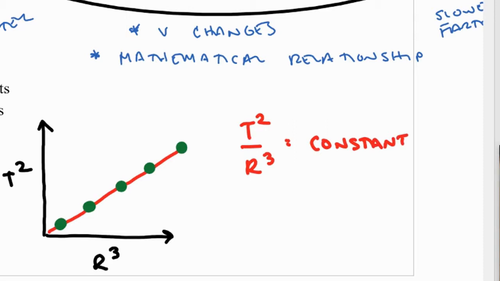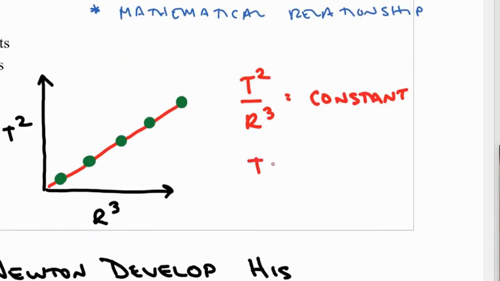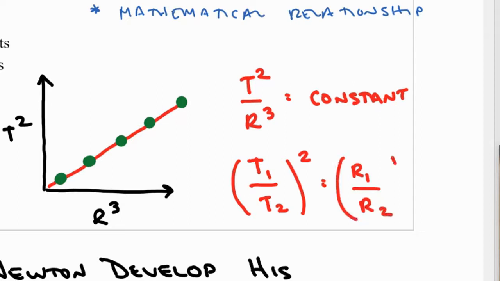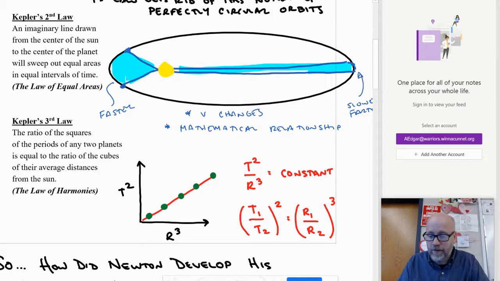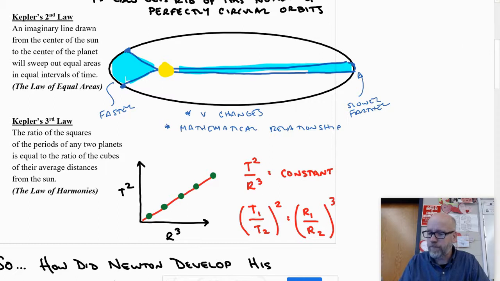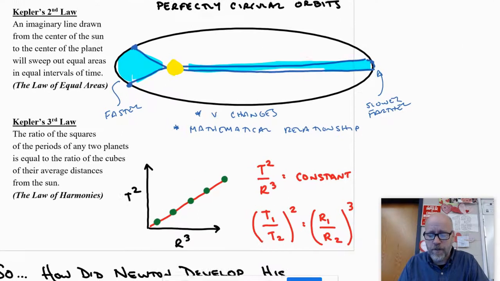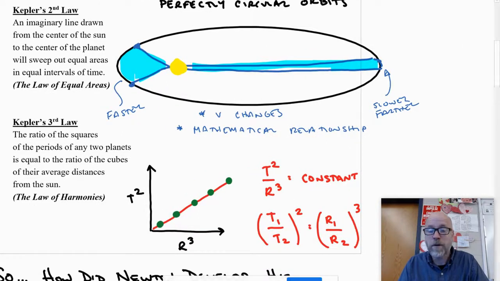Now, another way we could write that would be the period of one planet to the period of another planet in its orbit, squared, would be equal to the radius of one planet to the radius of another, cubed. There it is. There is a mathematical relationship. There's a mathematical relationship for the period and radius of a planet's orbit.